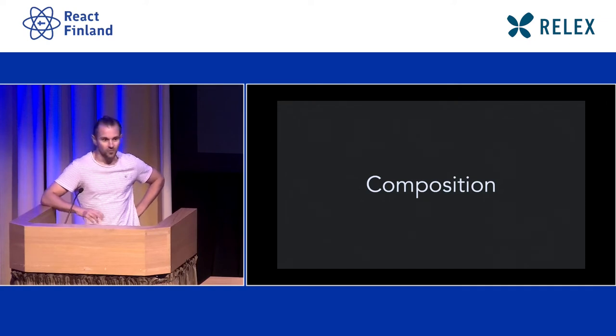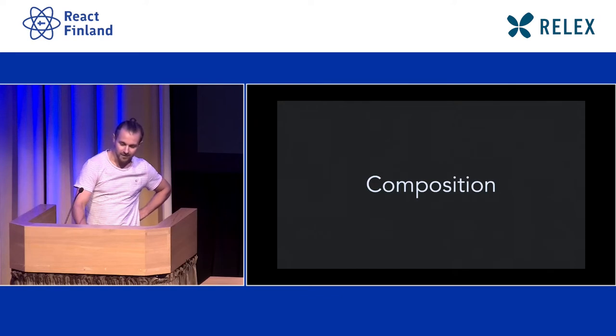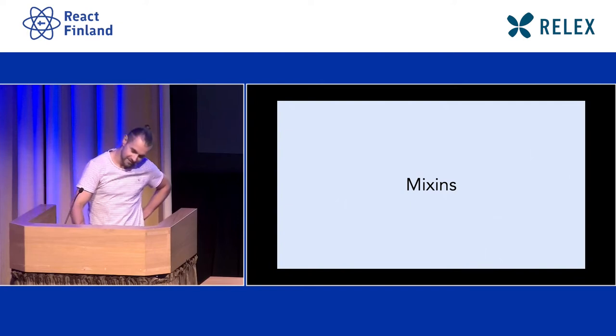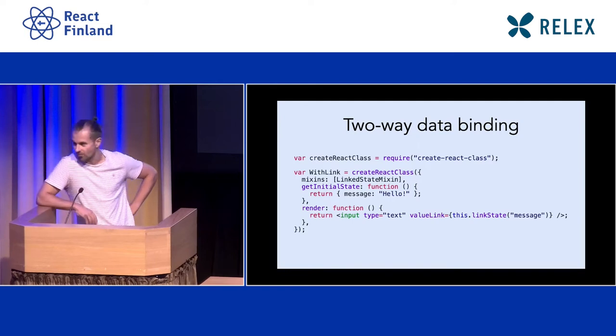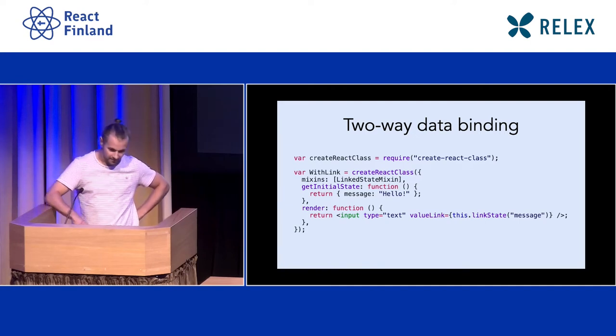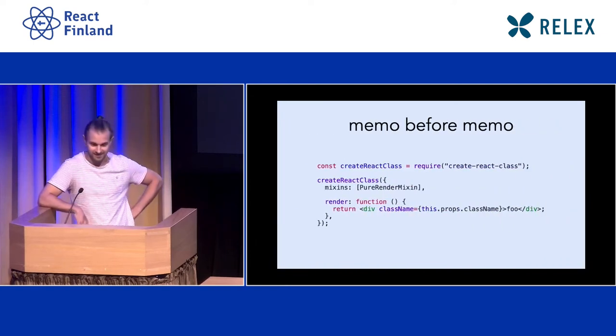Composition. So the ones that have been around really long know about this. We had mixins in the past. This was somewhat terrible. That was actually terrible. We had two-way data binding. You know, we're coming from the Angular times, and you couldn't have a framework that didn't have two-way data binding. So of course React had it as well. And we had memo before memo, PureRenderMixin, fantastic.